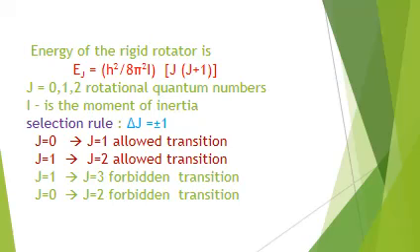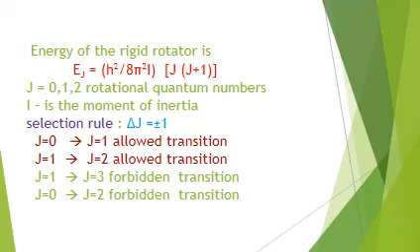The energy of a rigid rotator is Ej equal to h² by 8π²I into J into (J plus 1). J is known as the rotational quantum number and it takes the values 0, 1, 2, etc. I is the moment of inertia. The selection rule for rotational spectra is ΔJ equal to plus or minus 1.